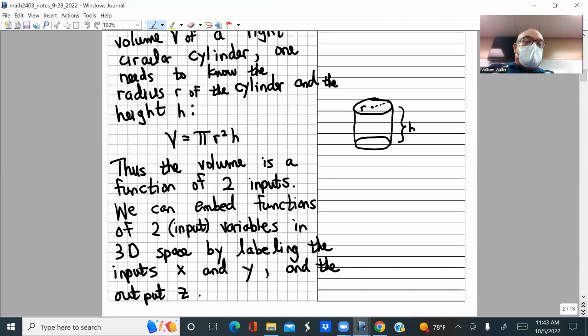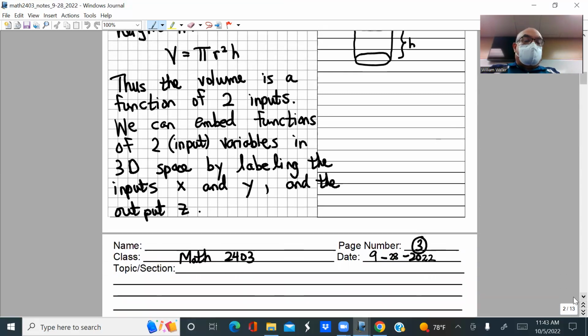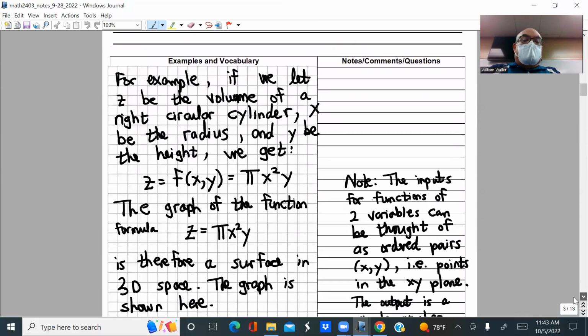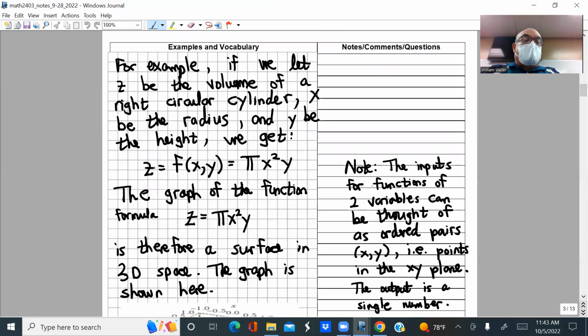So if we make this simple substitution and relabel the radius and the height as x and y, and then label the volume as z, of course we can do that. Then you're going to get an equation in x and y and z. And so here it is: z is equal to pi x squared times y. And if you try graphing that, you're going to get a surface.